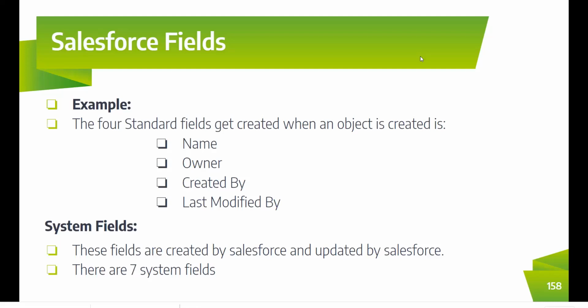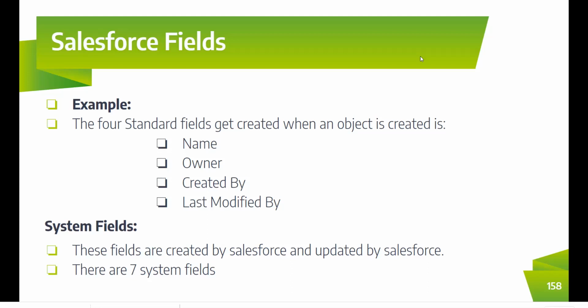Example: name, owner, created by, last modified by. It is nothing but the name of the owner, when it has been created, whom it has been created by, and when it has been modified. This information will be stored inside these fields. These are all called standard fields.